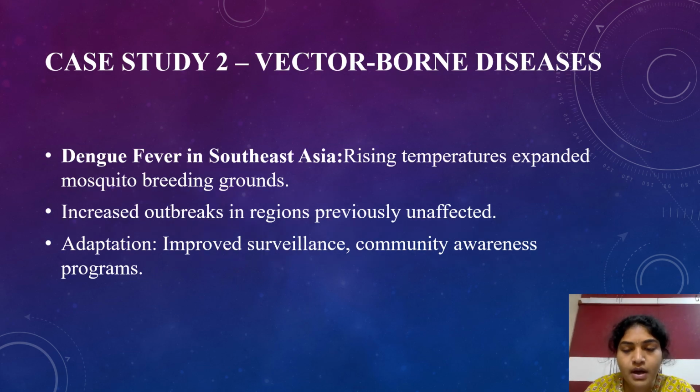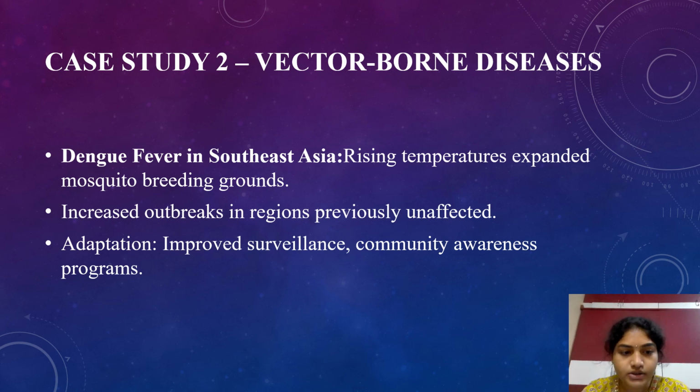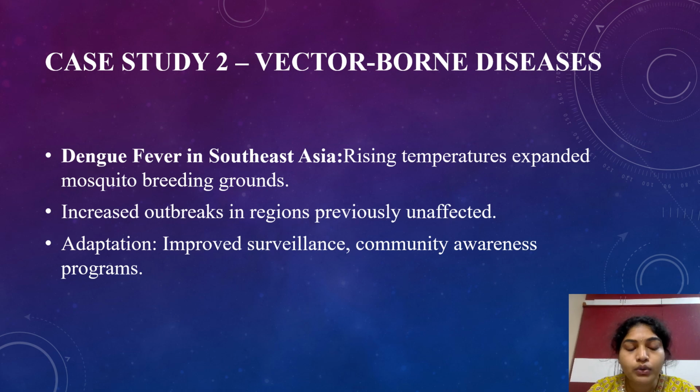The case study 2 is vector-borne diseases, that is dengue fever in Southeast Asia. It is because of the rising temperatures that expanded mosquito breeding grounds, increased outbreaks in regions previously unaffected. Adaptation: improved surveillance and community awareness programs. We have to care about adaptation and also community awareness programs to decrease the number of vector-borne diseases that are associated with the particular areas where temperatures have risen and where mosquito breeding grounds are more.